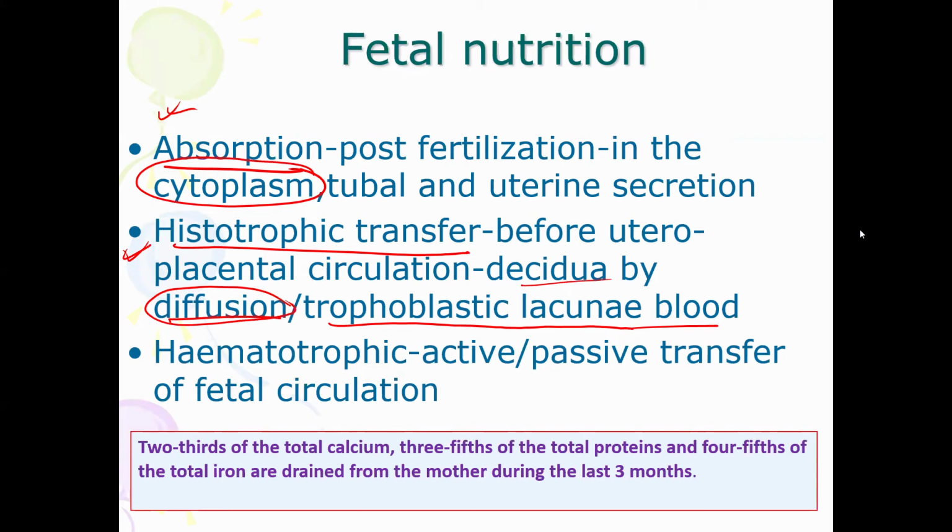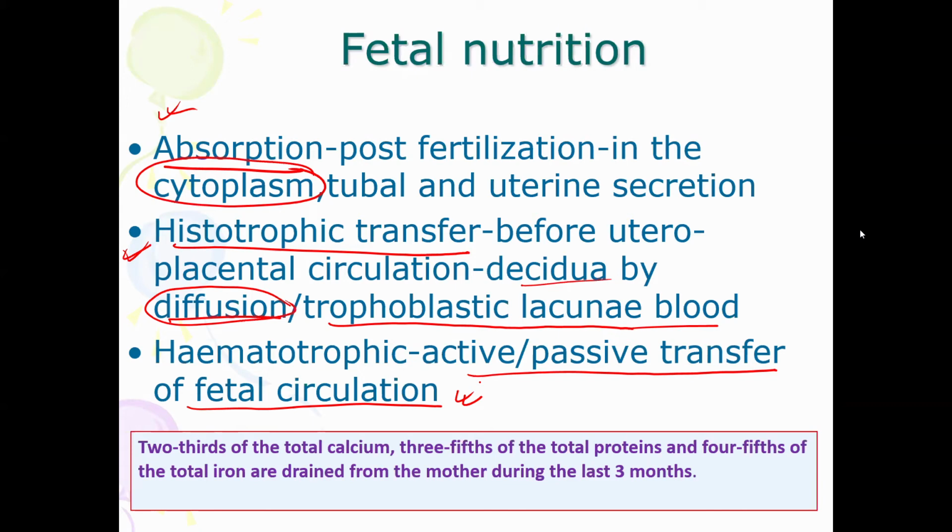And finally is the hematotrophic. Hematotrophic, as the name suggests, it's from the blood. Okay, the nutrition is obtained from the blood. So once the active and passive transfer of the fetal circulation is started, once the fetal circulation is started, so it's by week 3. Week 3 and 4, the hematotrophic transfer starts.